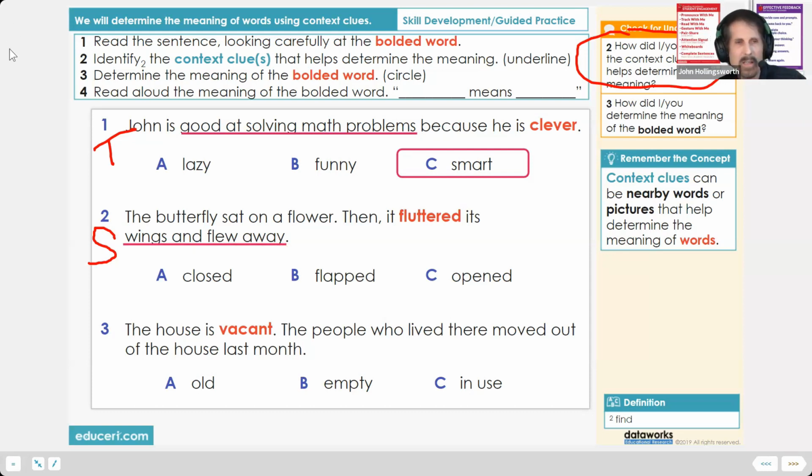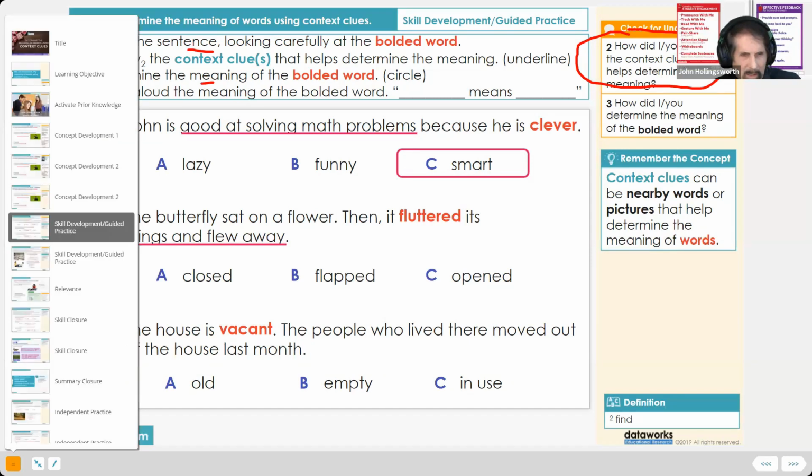Get that vocabulary. Remember we said this is academic vocabulary: determine, identify, meaning, sentence. And this is more like conversational English: butterfly, flower, wings, and flew away. And we're trying to work on this other language at the same time. Teacher, student, and maybe the students could do the last one too. Go back and forth.